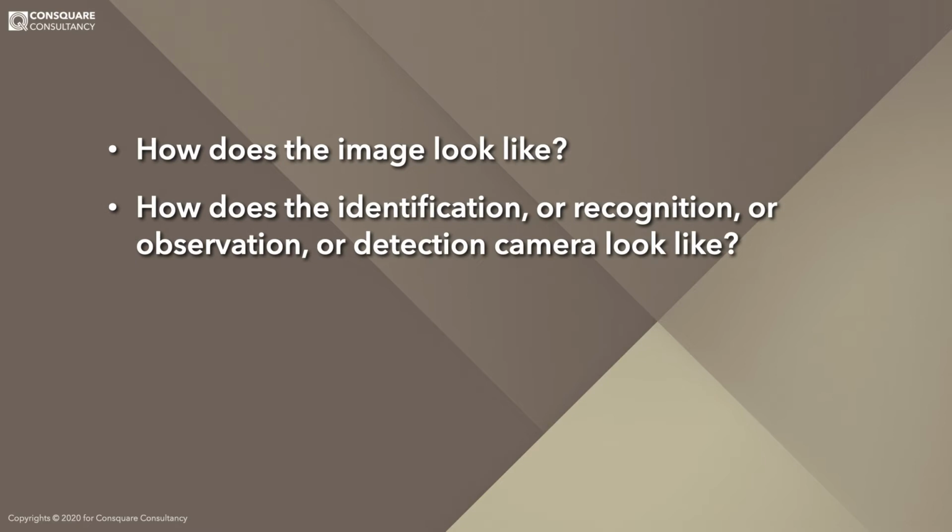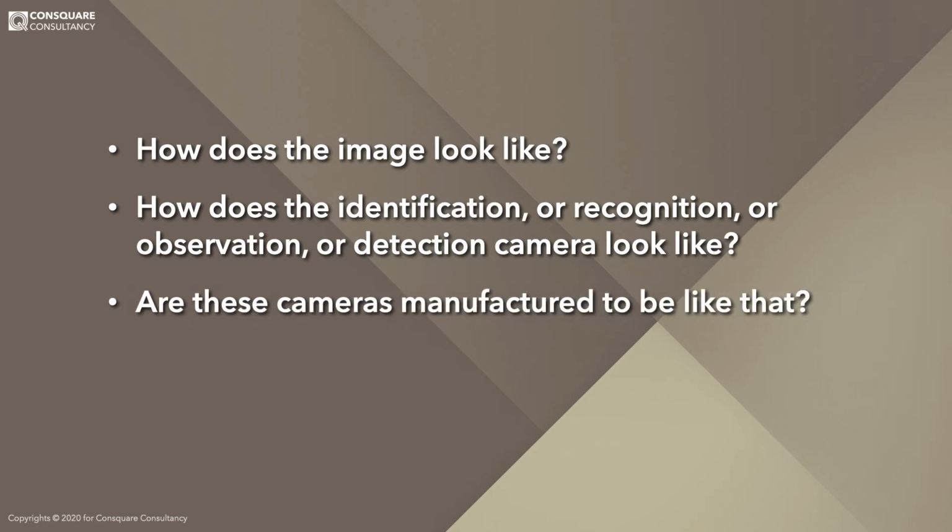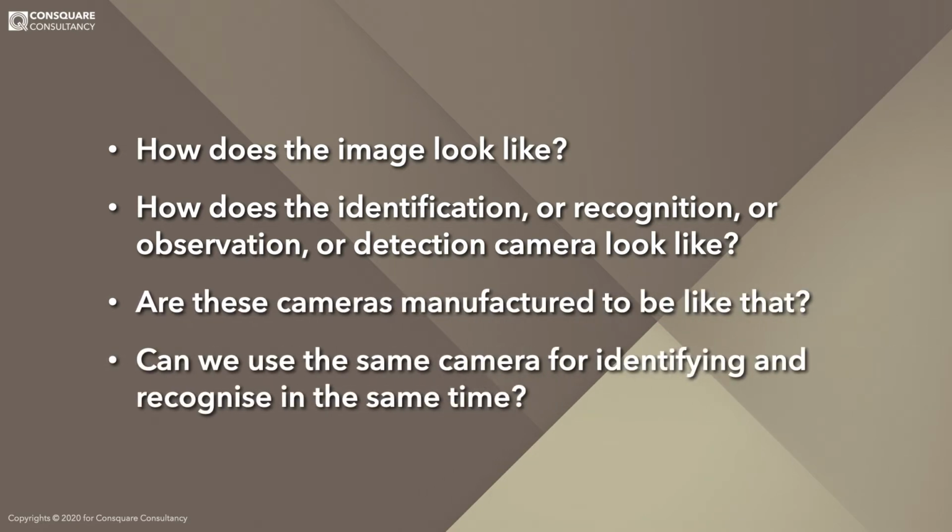But after all that explanation and description of the 4 different essential operational requirements, how does the image look like? How does the identification, or recognition, or observation, or detection camera look like? Are these cameras manufactured to be like that? Can we use the same camera for identifying and recognizing at the same time? Well, these are good questions to answer.